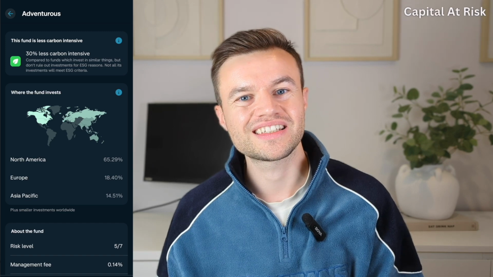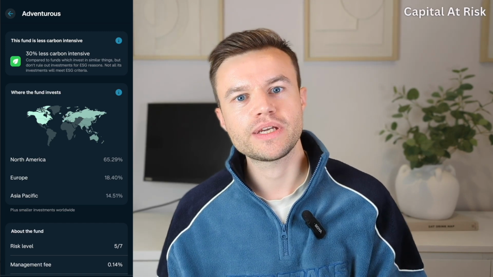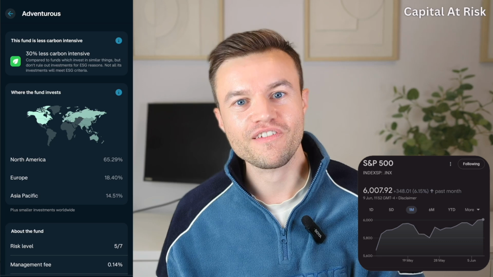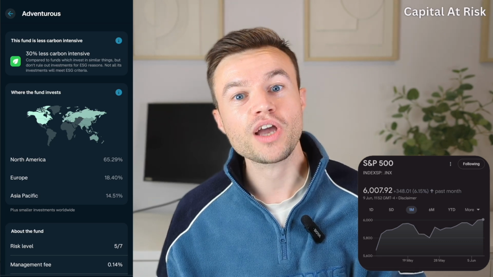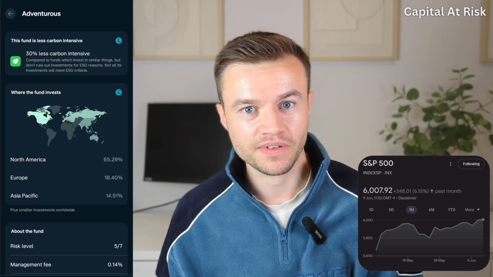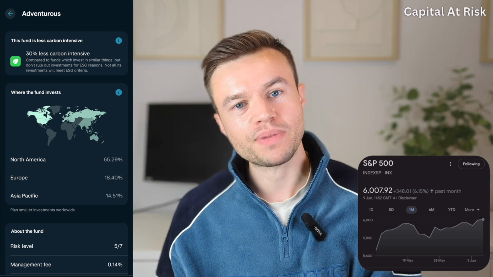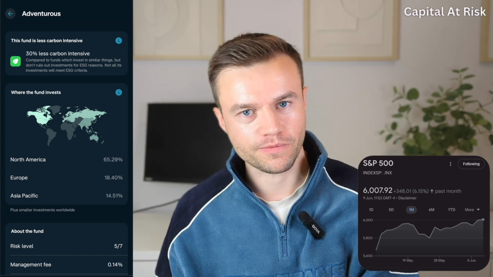The American stock market did extremely well. The S&P 500, which tracks 500 very large American companies, was up by over 6% over the past month. And this would have had a huge impact on the overall fund's performance.